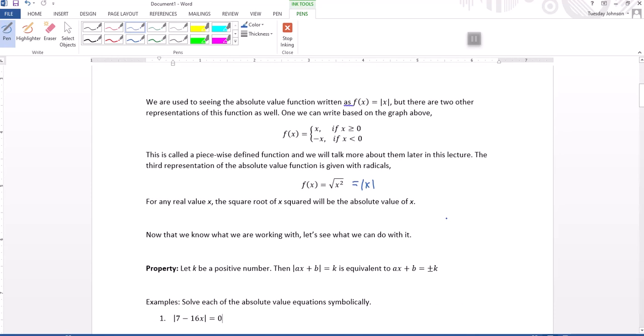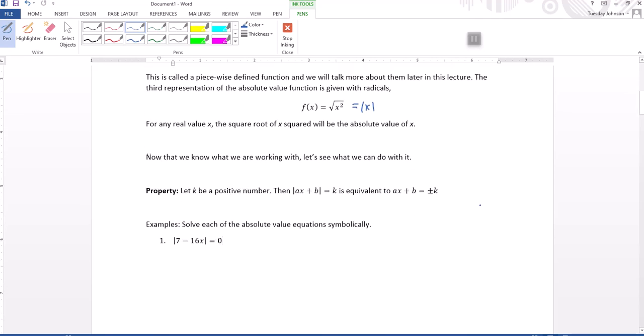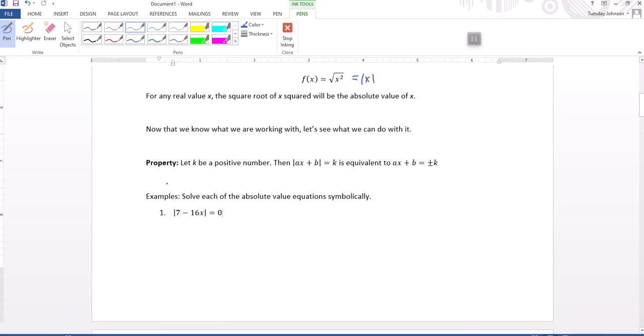All right, so now that we know what we're working with, linear pieces of a function, we know how it's described. Let's work with it a little bit, and let's start with a property. Let k be a positive number. Okay, so k has to be positive. That means it can't be 0 either. Positive numbers are strictly positive.